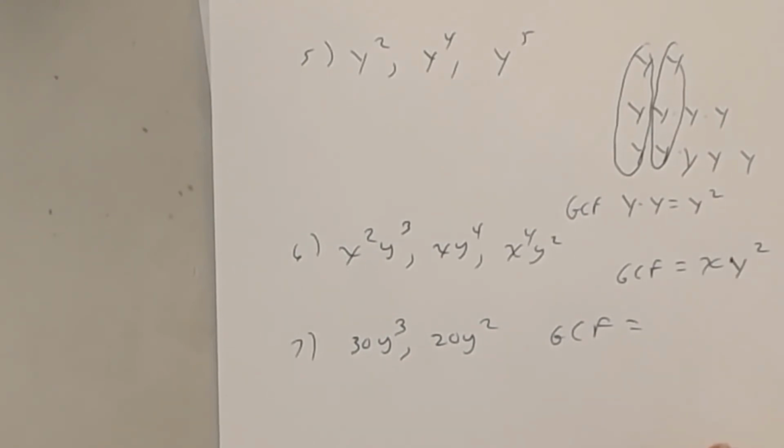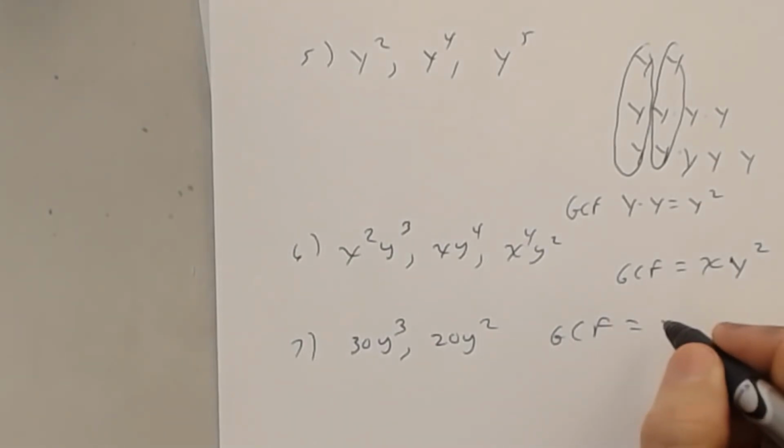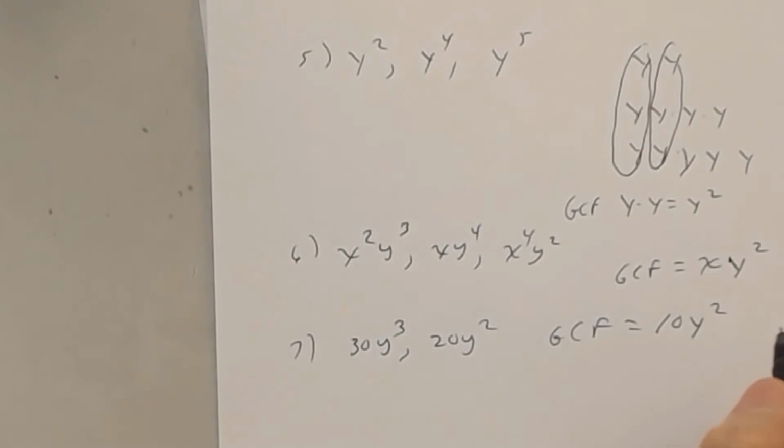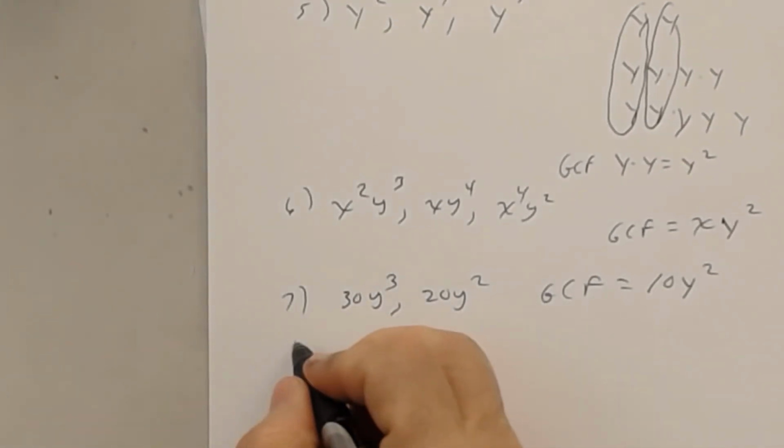I thought it sounded like 6. But yeah, 10, right? Now, not 5. 5 is a common factor, but it's not the greatest. The greatest is which one? 10. So what's the answer? 10 what? 10y squared. All right.